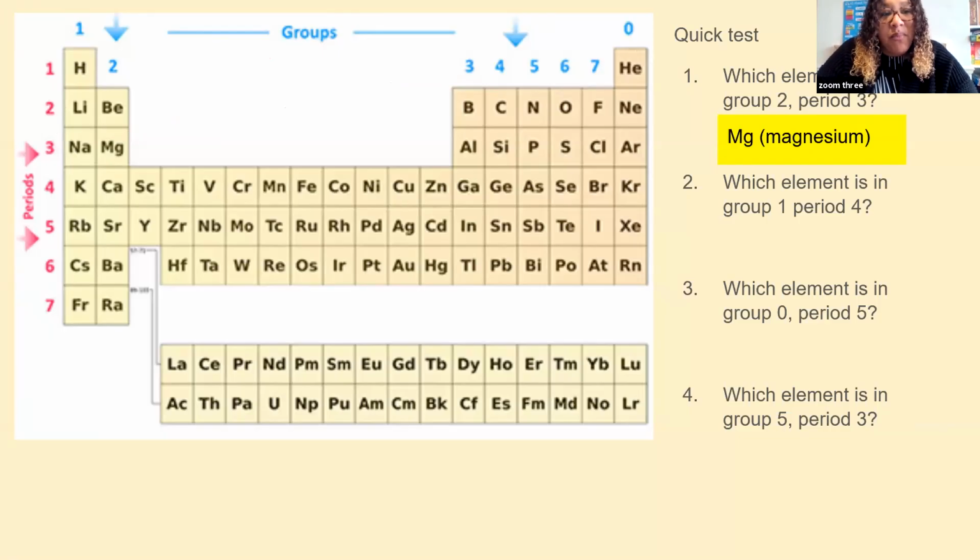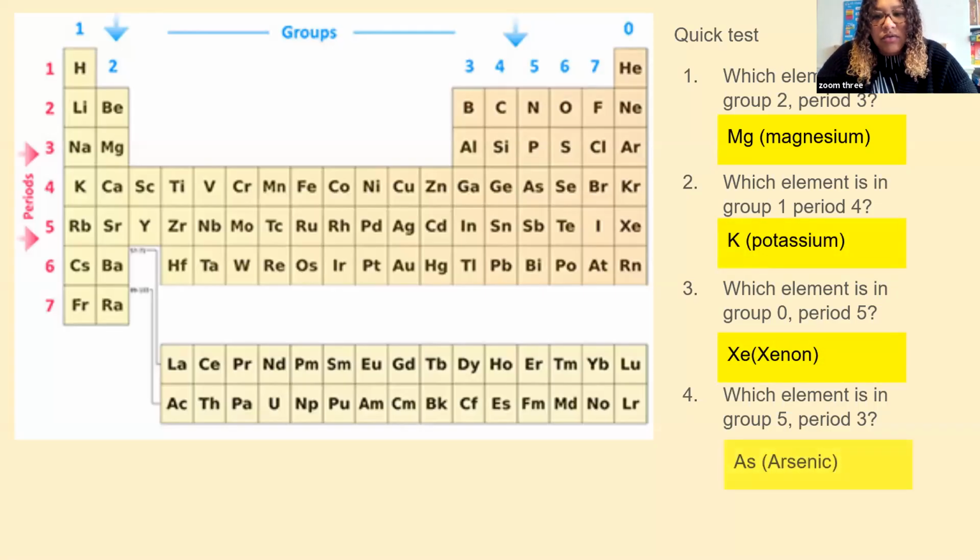That helps us to remember the group tells us how many electrons are in the outer shell, and the period tells us how many shells. So we're just doing these little tasks to familiarise ourselves a bit more. So group 1, period 4 is potassium. Group 0, period 5 is xenon. And group 5, period 3 is arsenic.